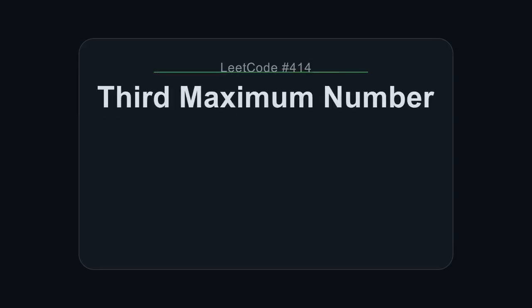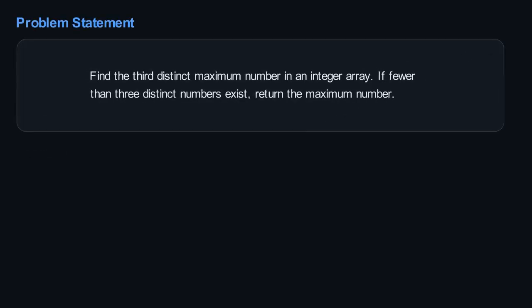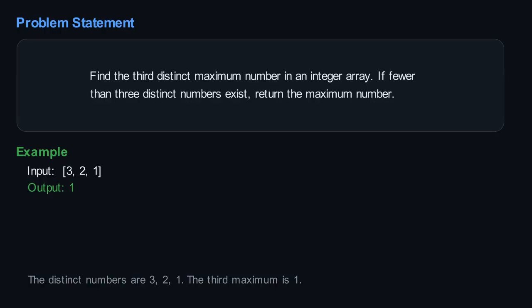Finding the third maximum number looks like it needs a full sort, but there's a three-pointer trick that lets us find the answer in a single pass. The goal is to find the third distinct maximum number in an array. The key word here is distinct.